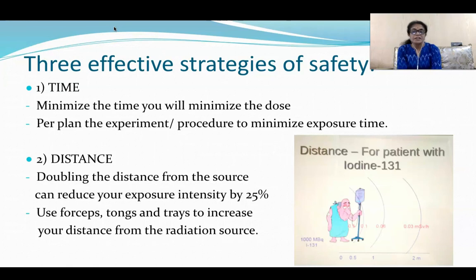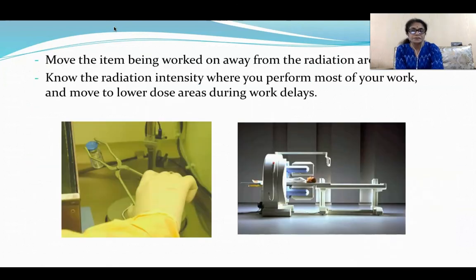Distance: doubling the distance from the source can reduce the exposure intensity by 25%. Use forceps, tongs, trays to increase your distance from the radiation source. Move the item being worked on away from the radiation area if possible. Know the radiation intensity where you are performing most of your work and move to a lower dose area during work delays.